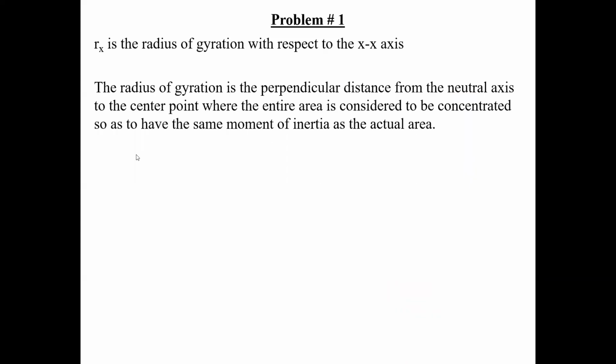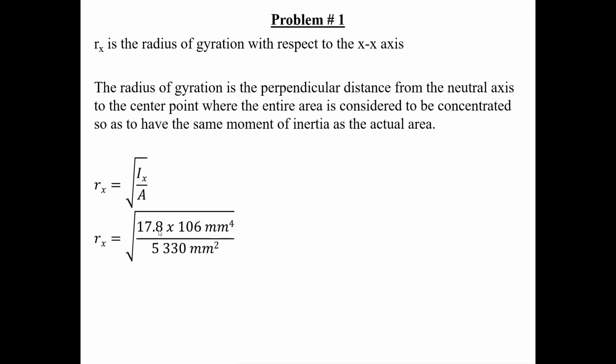Okay, the Rx, radius of gyration with respect to x. This was the definition of radius of gyration, if you remember. This is the formula that we use to calculate Rx: the moment of inertia with respect to the axis you want to calculate the radius of gyration about, divided by the total cross-sectional area.